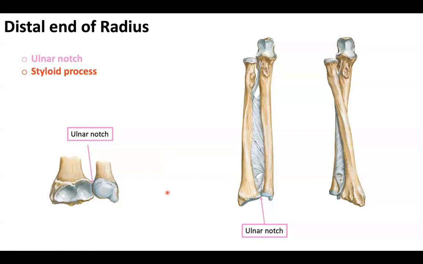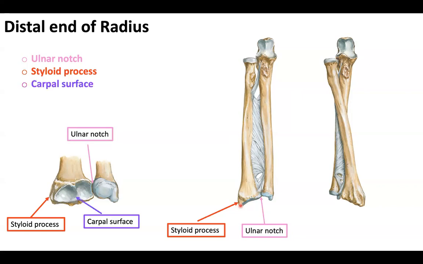Distally, radius also contains a styloid process. It is a relatively bigger styloid process, and similarly, this styloid process is also the attachment site for the lateral collateral ligament of the wrist.